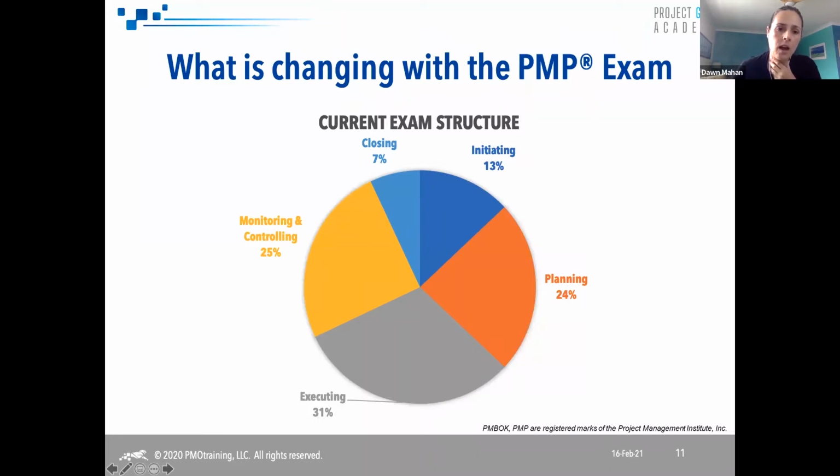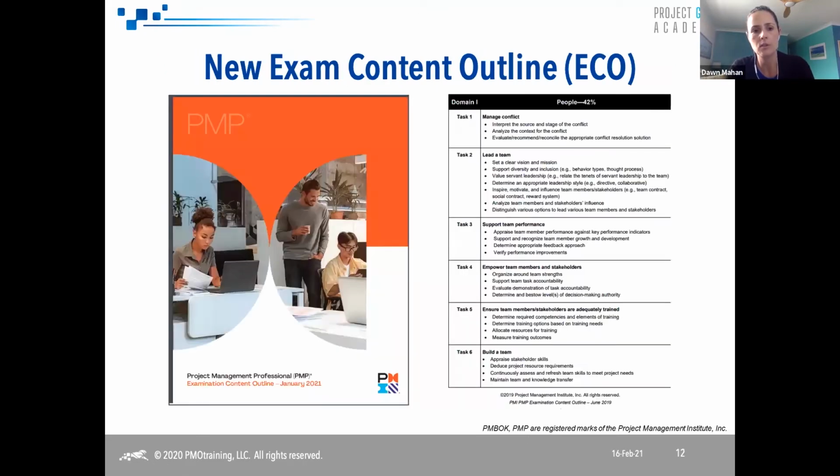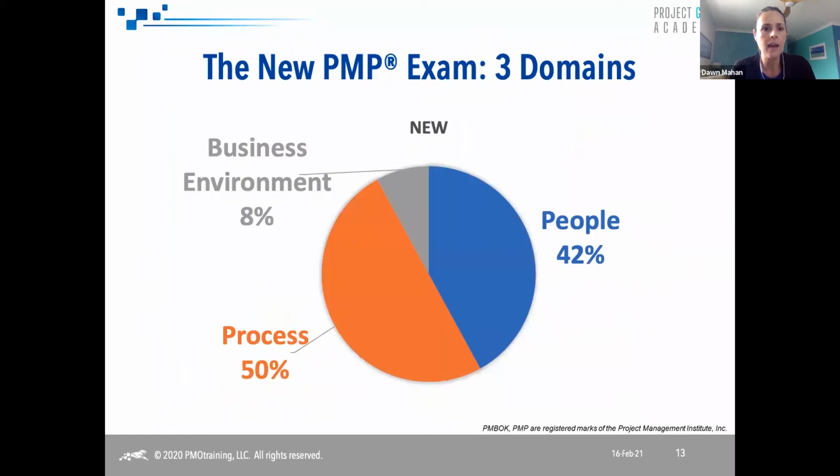It was really based on the process groups, and the percentages were how many of the questions were on those process groups. Now there's a new exam content outline, which you can find on PMI.org, and that is organized differently. So now they're calling it 3 domains: the business environment, process, check that out. 50% is the process. And 42% is people.